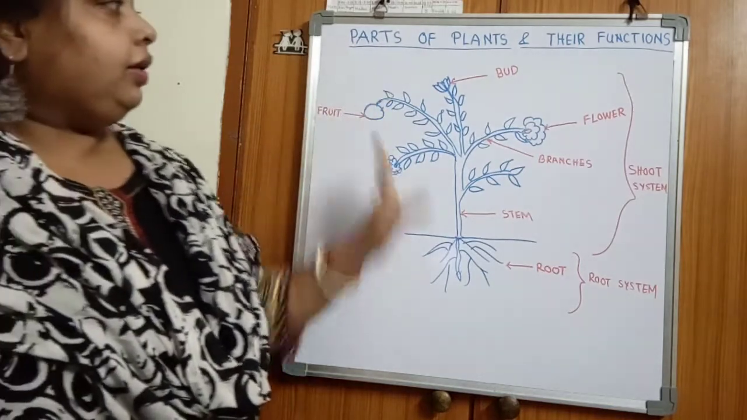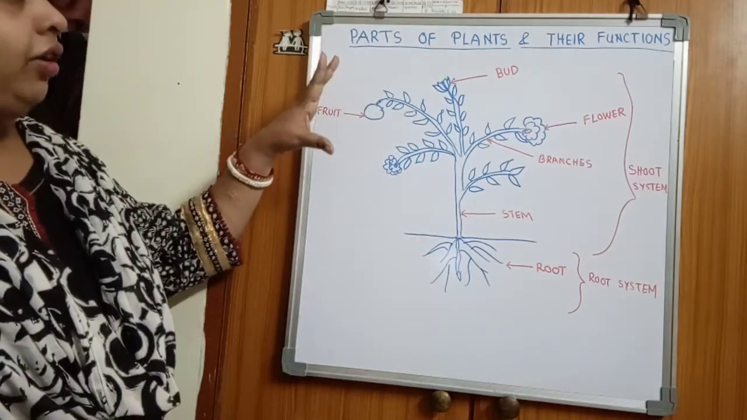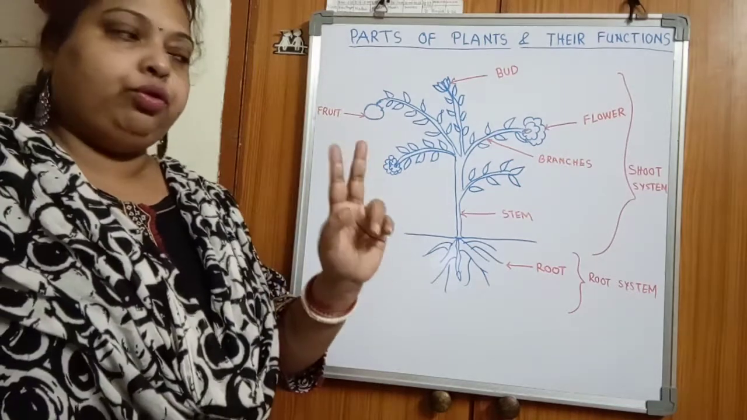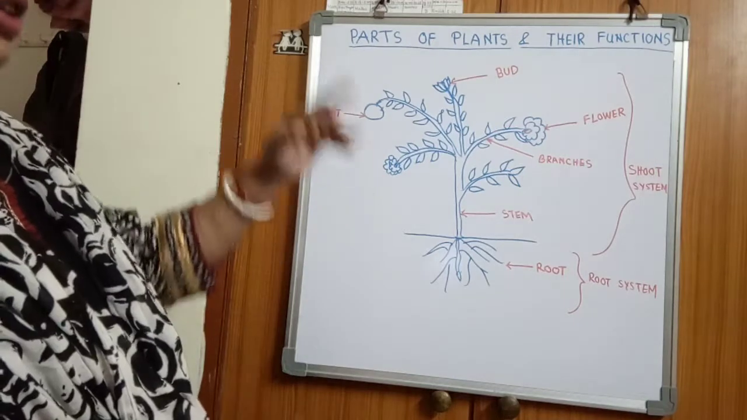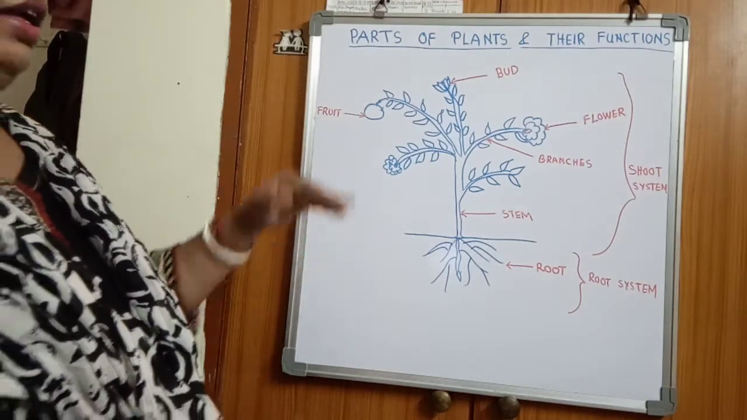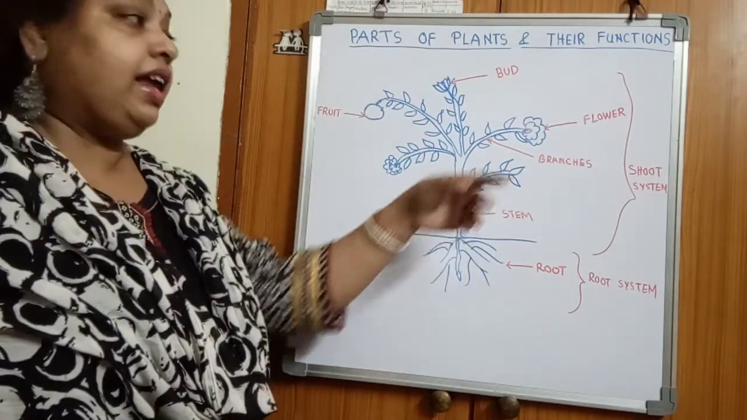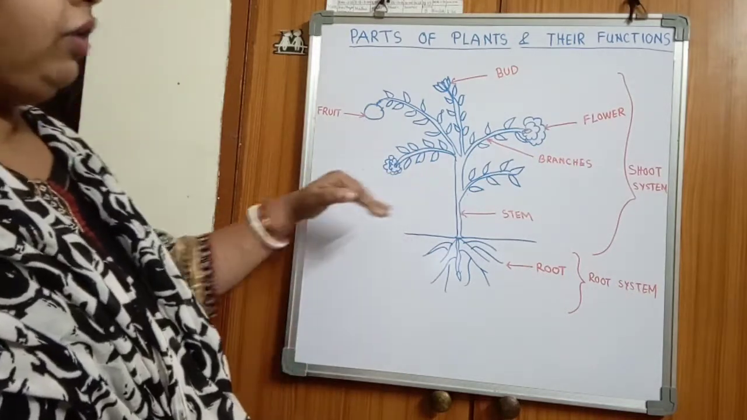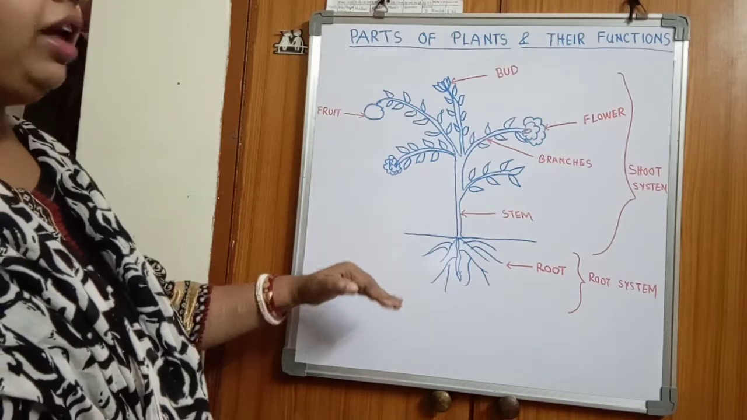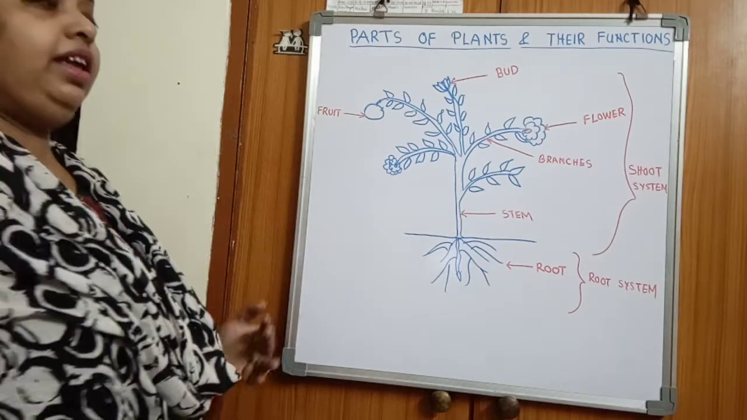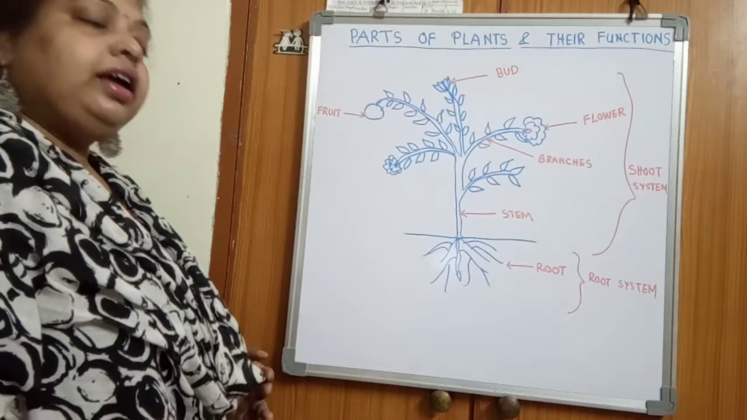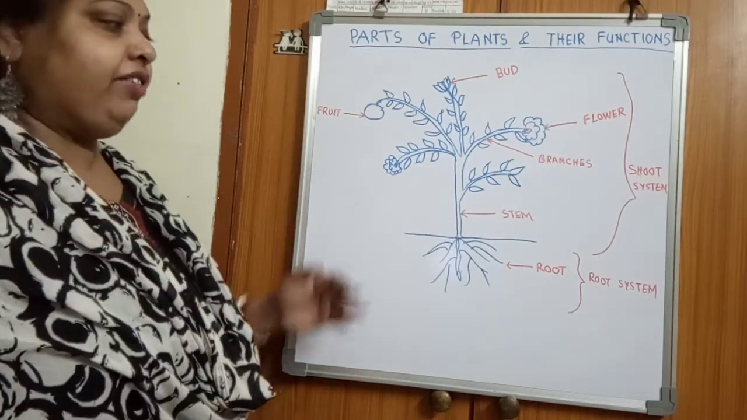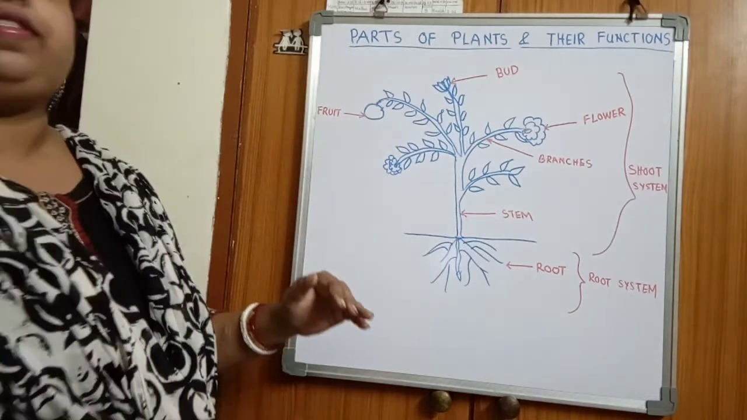So, as I have said earlier, this is the structure of a plant. The plant has two systems. It is divided into two parts first of all. One is the root system and another is the shoot system. The part of the plant which is below the ground, that we can't see, is called the root system.